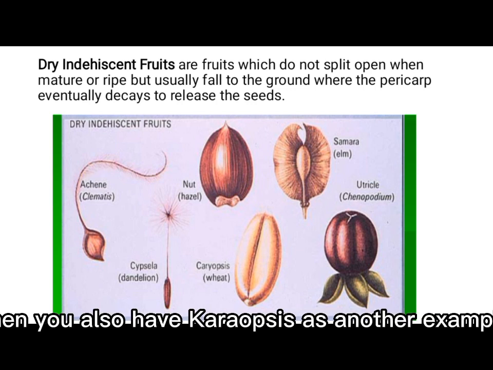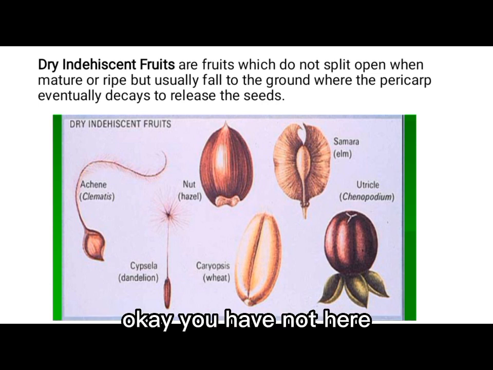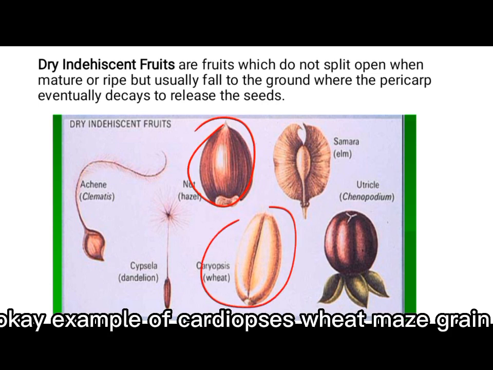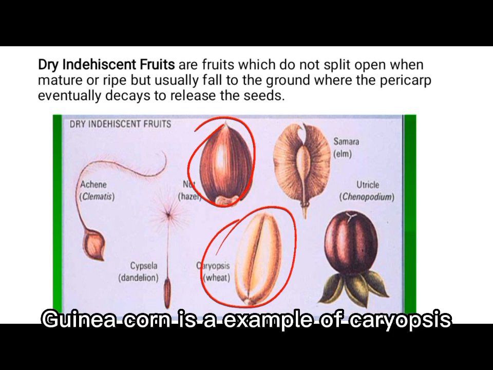Then you also have caryopsis as another example. You have nuts here, you have caryopsis here. Examples of caryopsis: wheat, maize grain, millet, guinea corn. Those are examples of caryopsis.